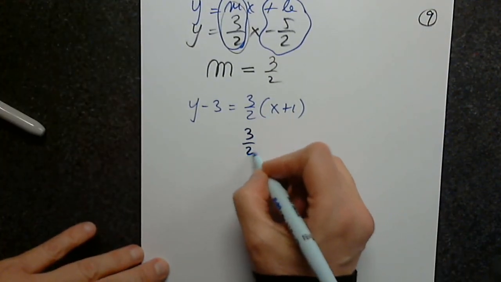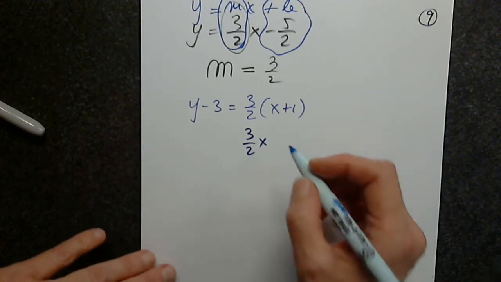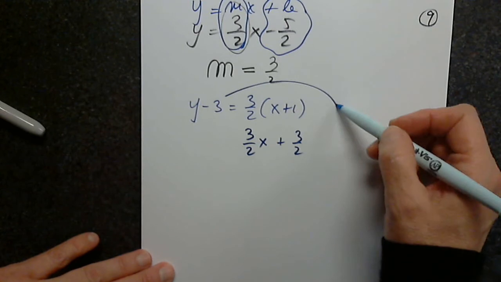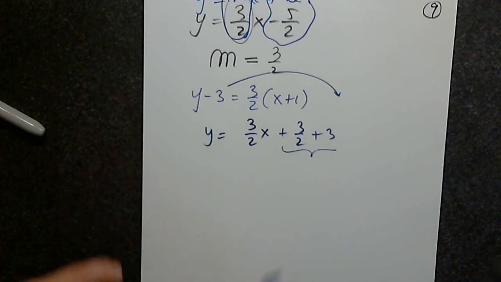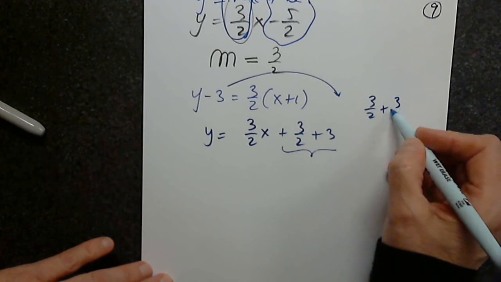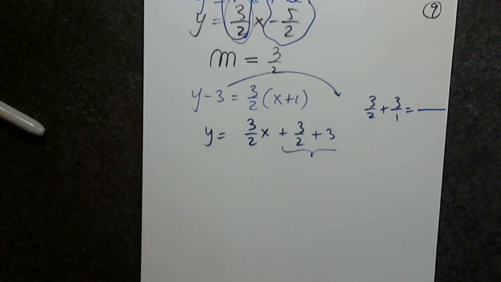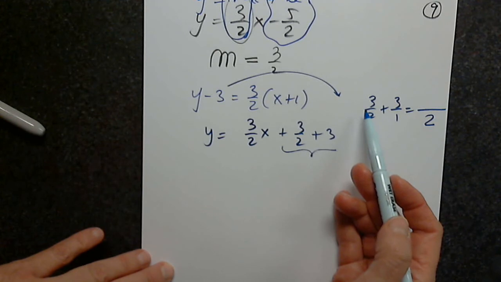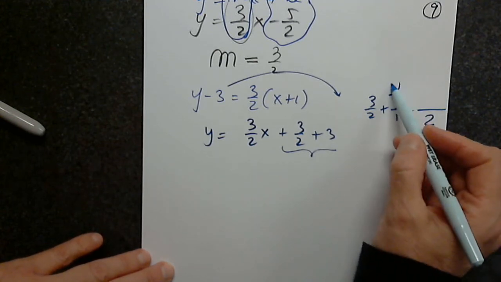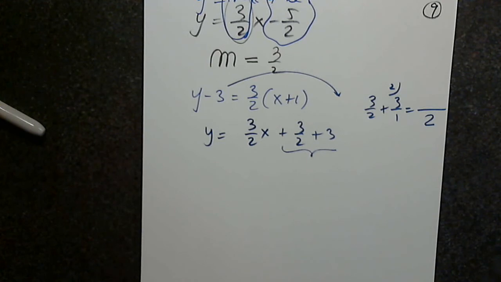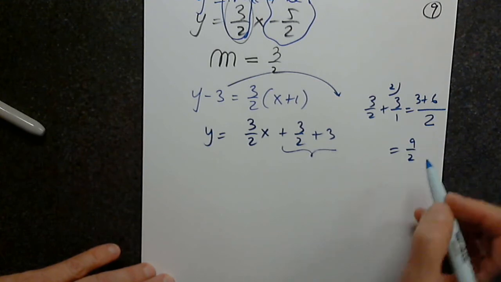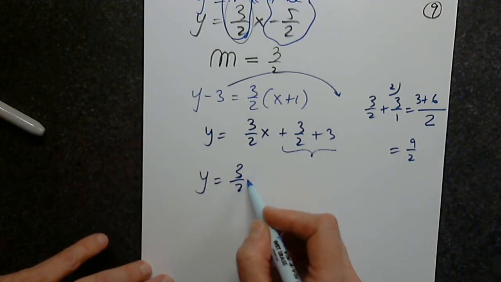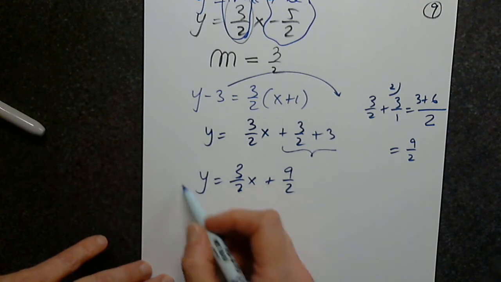I will distribute 3/2. And now I will add 3. Now I have no choice. I have to work with fractions. The least common denominator is, bless you. So there is no adjustment for 3, but 1 was multiplied by 2, so the numerator needs to be multiplied by 2 as well. So 3 plus 6. So this is 9/2. So the equation is y equals 3/2 x plus 9/2.